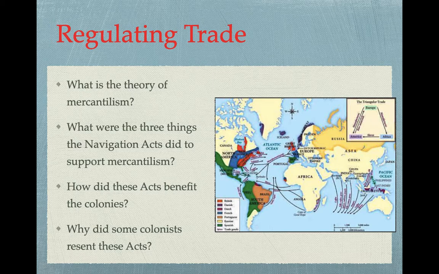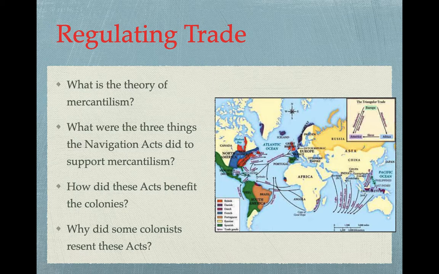And the third part of these navigation acts is that colonies are allowed to sell things like tobacco and sugar, but they're only allowed to sell it to England. On the one hand, that's good because you at least know that you have a market for it. But on the other hand, it's bad because maybe you want to sell somewhere else. Maybe you can get more money somewhere else, and you're not allowed to do that.